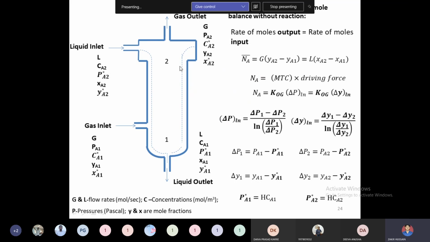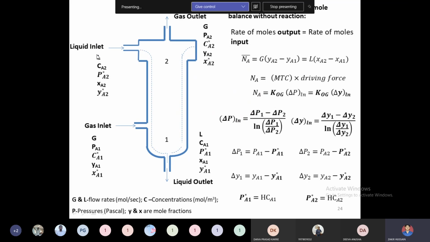It is composed of a shell of around 1 to 1.5 meters diameter, in which materials like packing materials, some plate columns, some bubble cap trays will be there. You can see here both gas and liquid will flow counter current to each other. Gas is let inside from the bottom, whereas the liquid is getting inside from the top.